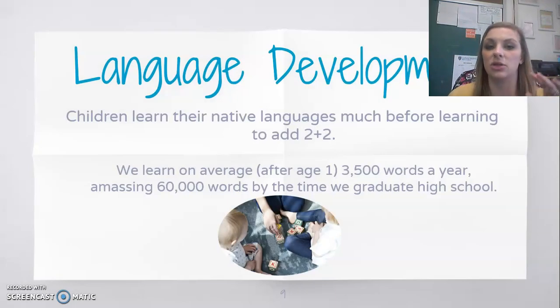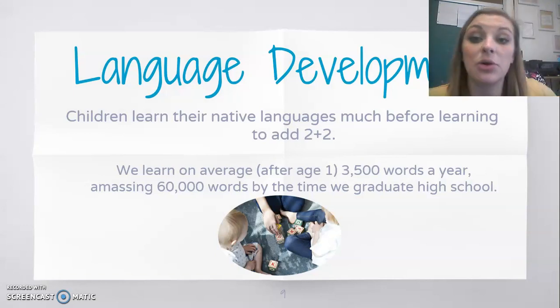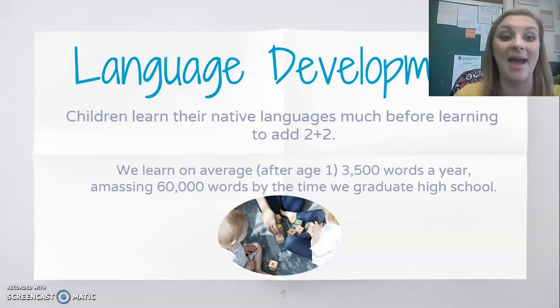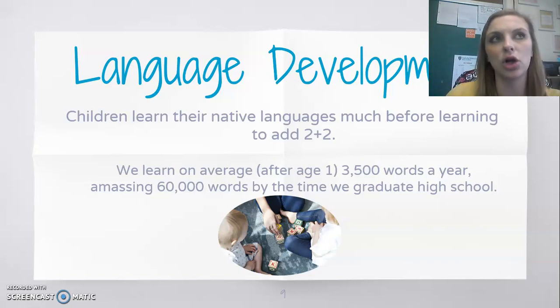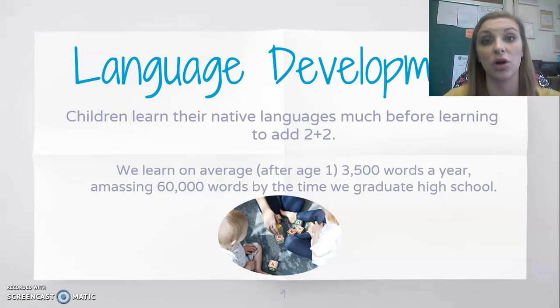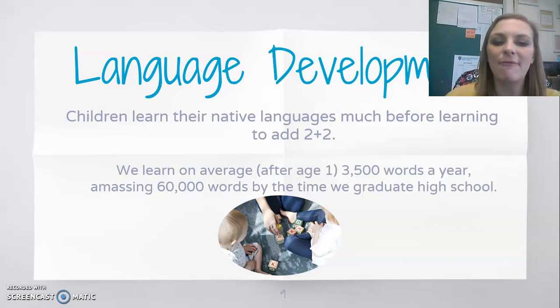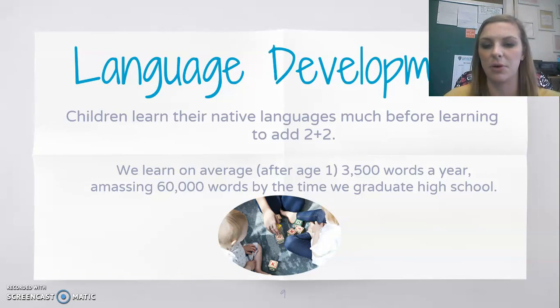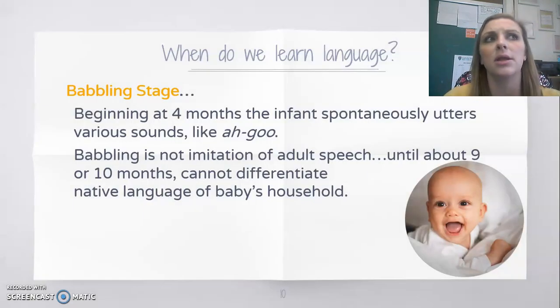So how do we develop language? Well, we learn our language much before we can learn like math. After the age of about 1, we learn on average about 3,500 words per year. We have over 60,000 words by the time that we graduate high school. And this number can be increased dramatically by increasing our reading and increasing our communication with other people.